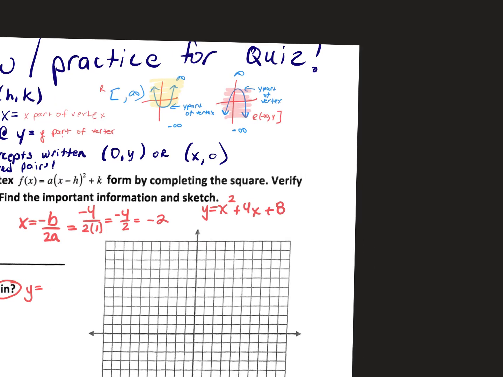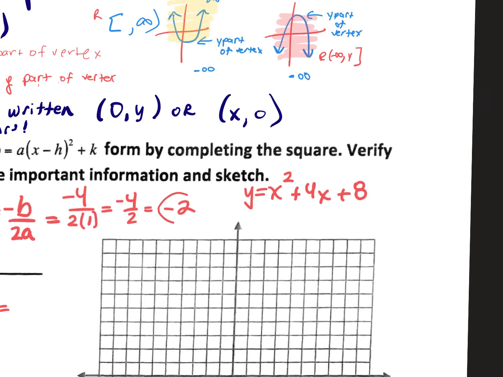We found the x part of the vertex, and now we're finding the y part. So I'm going to take this negative 2 and plug it in for x. Just be careful. So I have negative 2 squared plus 4 times negative 2 plus 8. Don't skip steps, guys.